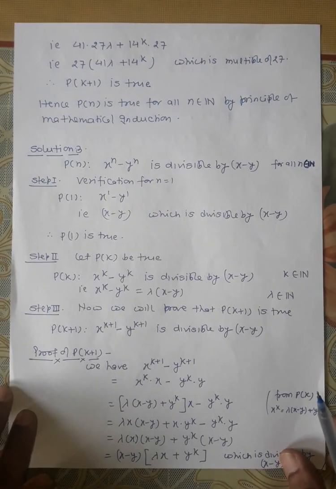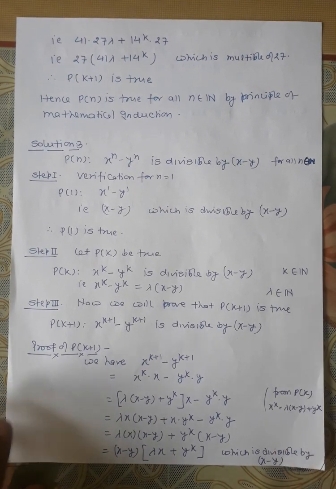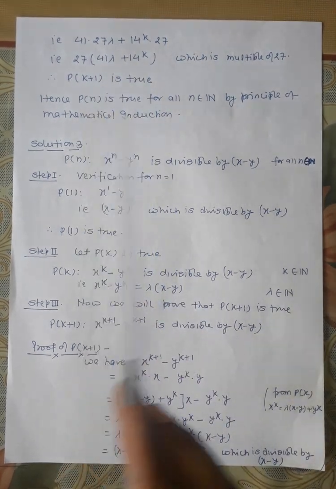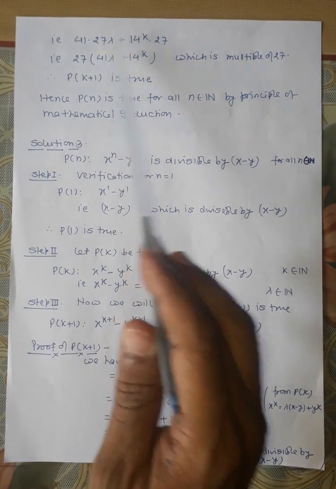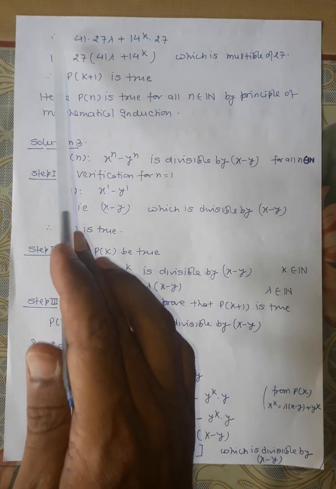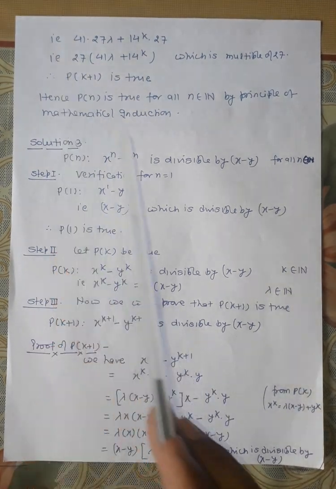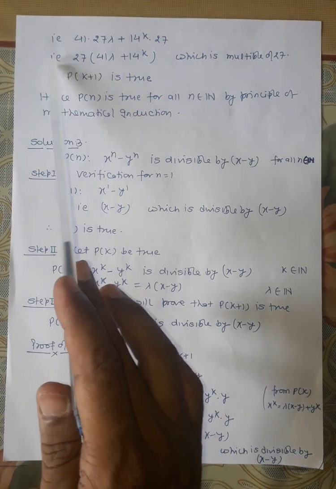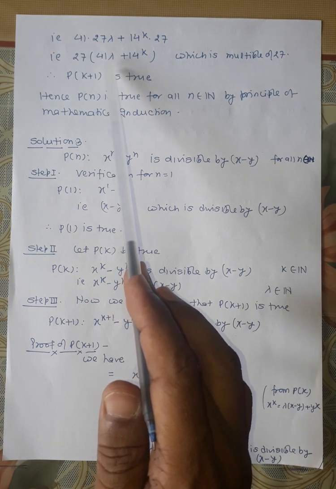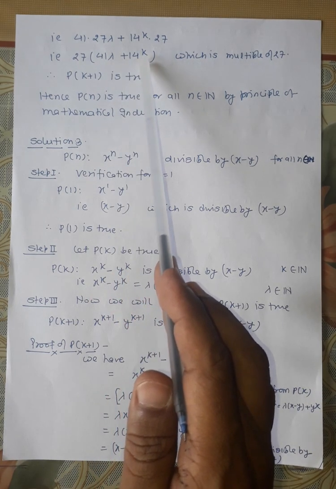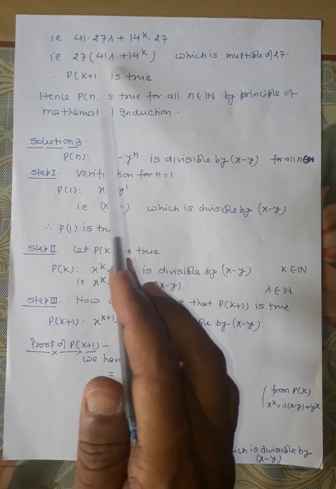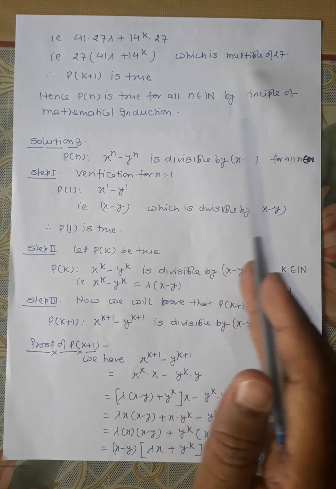See this: in the successive step we are getting 27. Two terms are there, and in both terms 27 is present. So we can take this 27 out as common, as I did. This is the notation of "that is"; you can apply equality also in place of it. So we take 27 common: 27 into (41 lambda plus 14 to the power k). It is clearly visible that this is a multiple of 27, so I have written here, which is a multiple of 27.